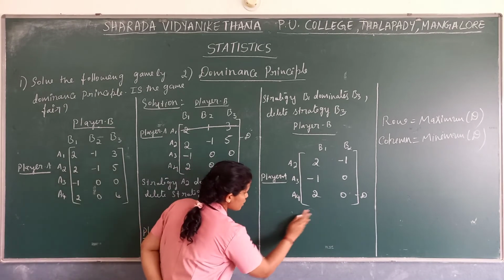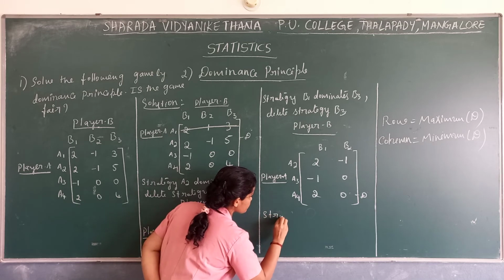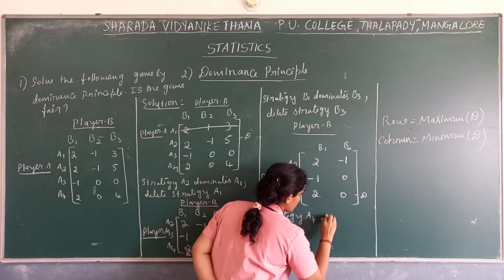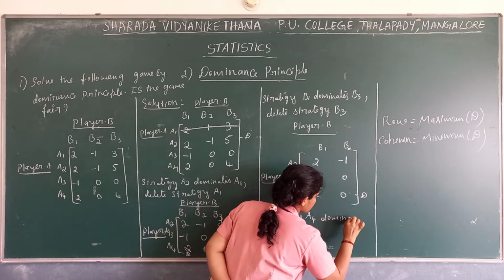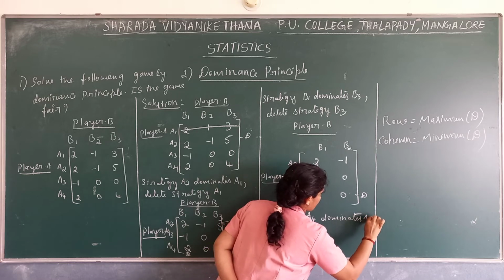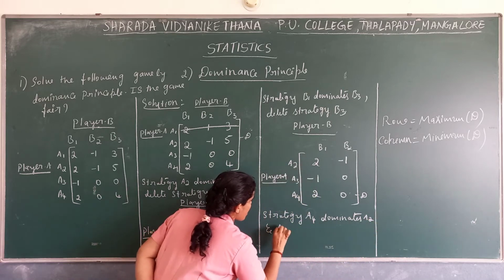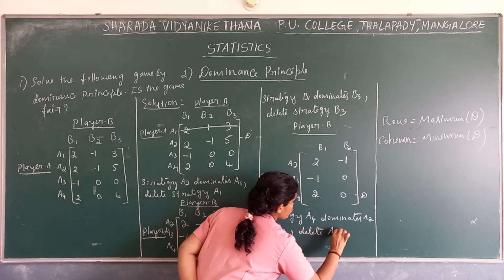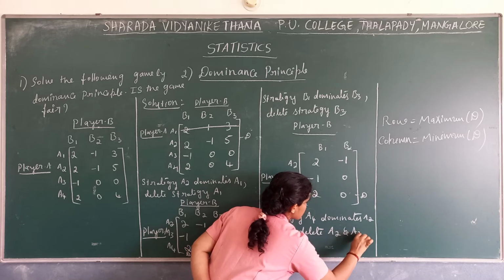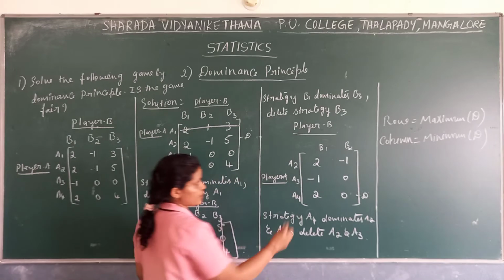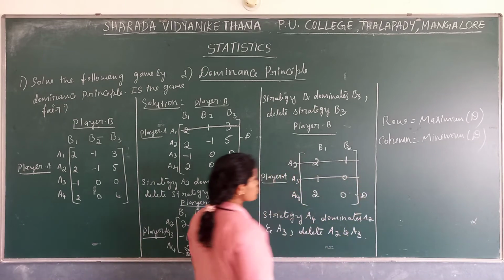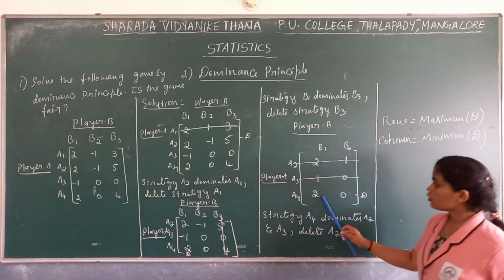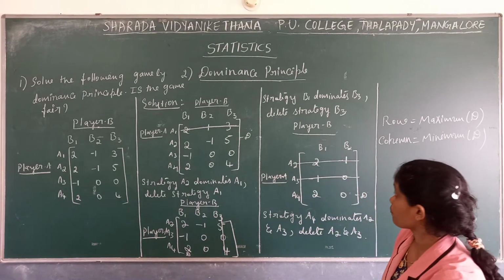So here the strategy A4 dominates A2 and A3. So delete A2 and A3. Delete A2 and A3. So we can delete these two rows since A4 dominates those two rows. Now lastly, what remains is 2 and 0.